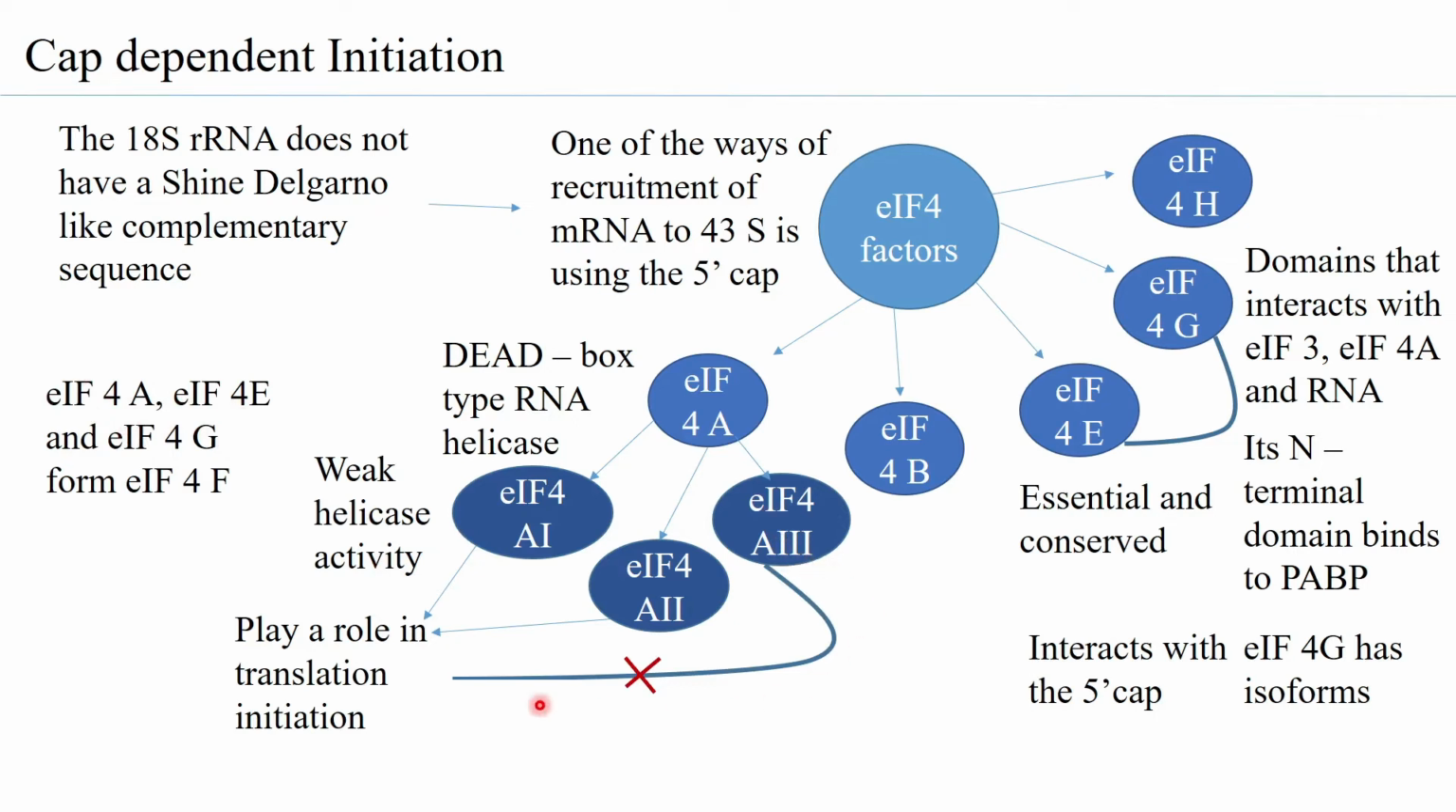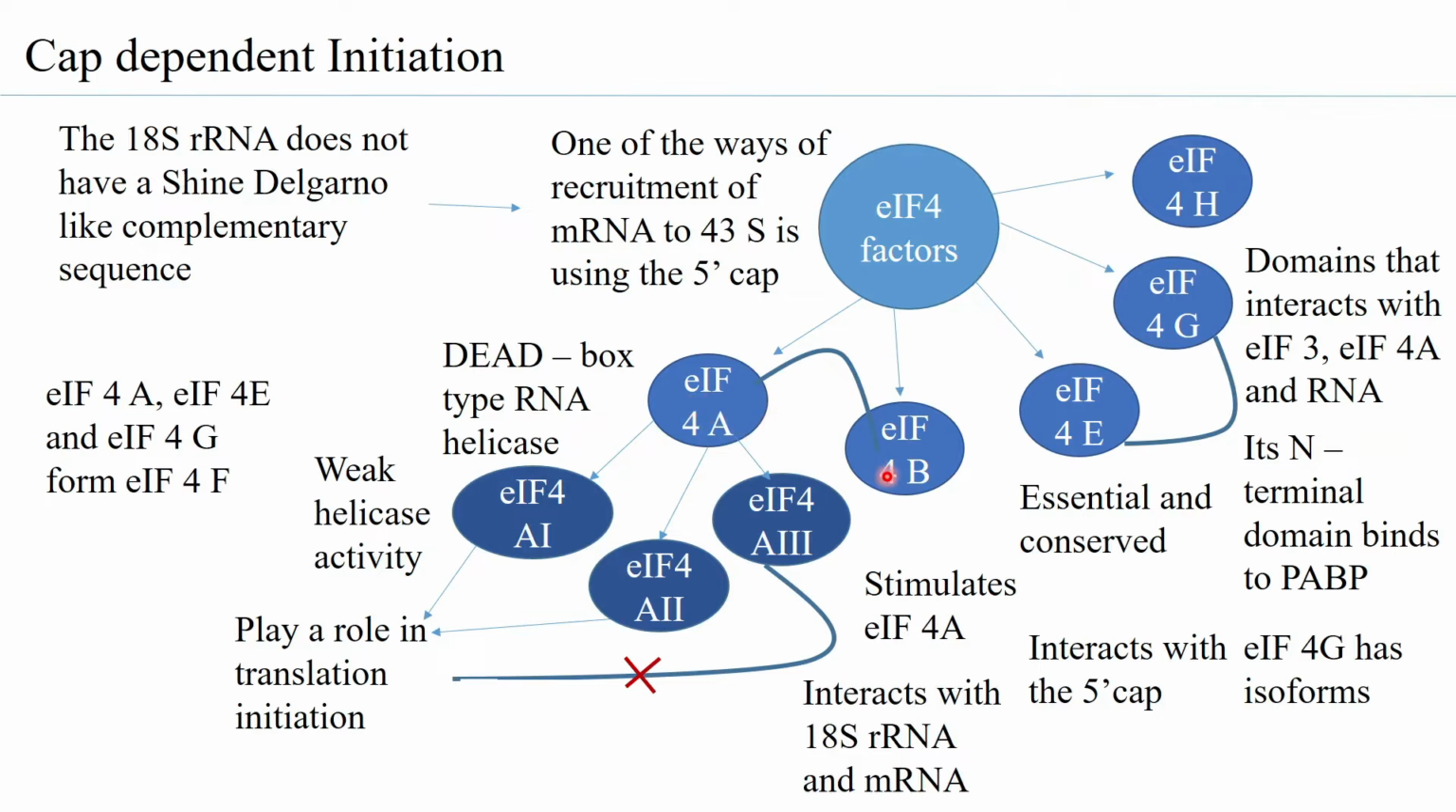EIF4A3 does not seem to have an important or essential role in translation initiation. EIF4B is able to stimulate the EIF4A, and it is also observed to be able to bind to RNA. So the idea is that probably EIF4B binds to not just the 18S rRNA, but it also binds to the mRNA. So this is another important aspect.